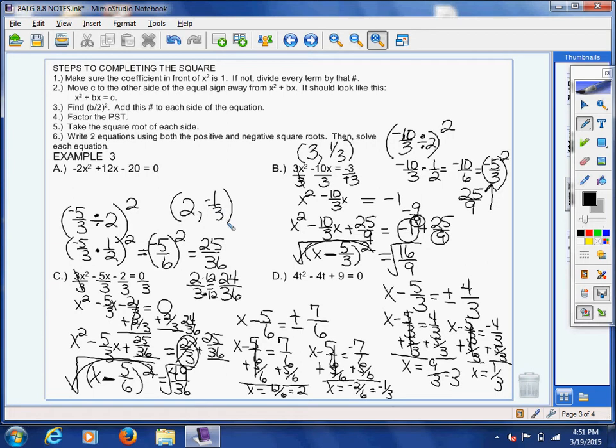So there's your two zeros right there. One's a whole number, so if we graph this on our graphing calculator, we would clearly see it crisscross at 2. The other one we wouldn't be able to see as well because it's at negative 1/3. It doesn't crisscross at a grid intersection. But that's how you get the exact answer. That's exactly where it crisscrosses.